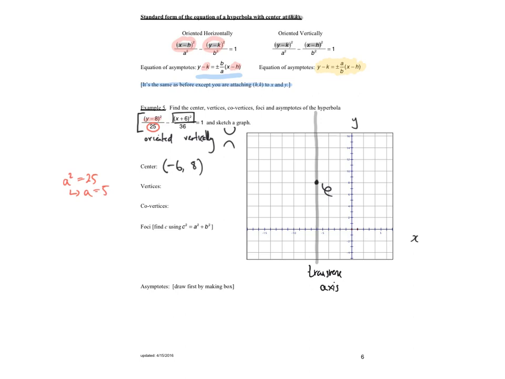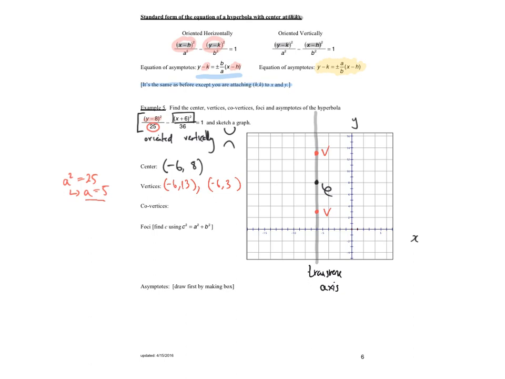And so my vertices are 5 units away from the centre along the transverse axis, right? A was 5, that's our distance from the centre to the vertex. So I'm going to go from 8 up to 13 for one vertex and 8 down to 3 for our other vertex. So now we can read off our vertices occur at negative 6, 13 and negative 6, 3.